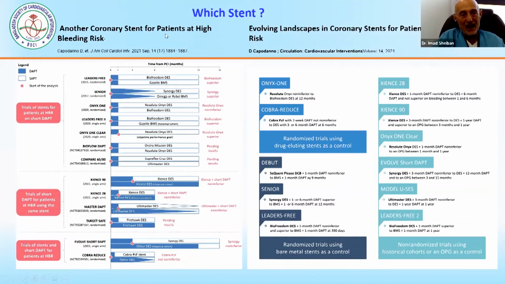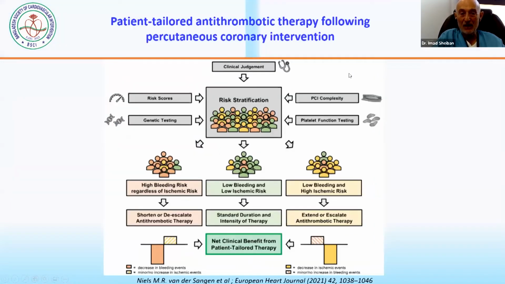DAPT. Which stent? Here are 2 editorials by Capodanno analyzing all the studies done with short DAPT, and this shows that most contemporary stents were included in these studies, and all of these studies were showing that reducing the duration of DAPT will reduce bleeding, but will not affect the efficacy.